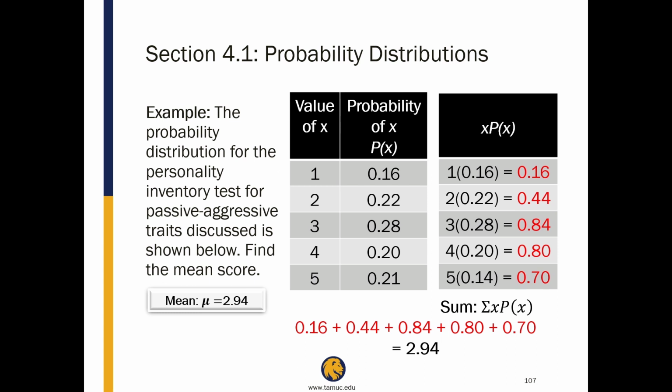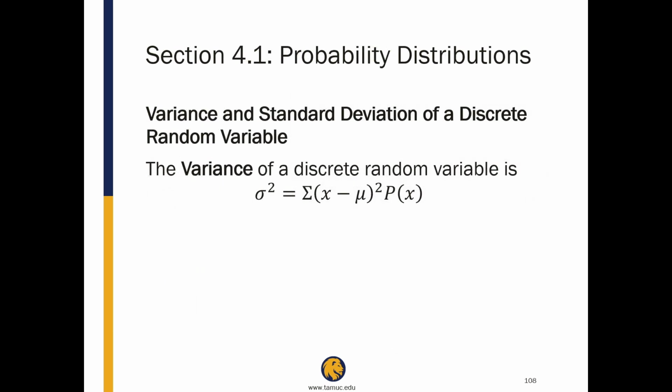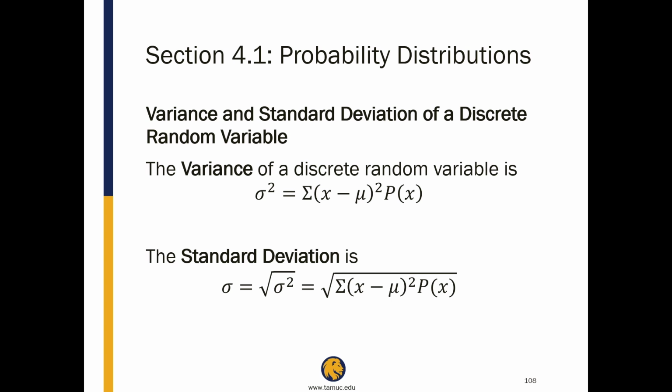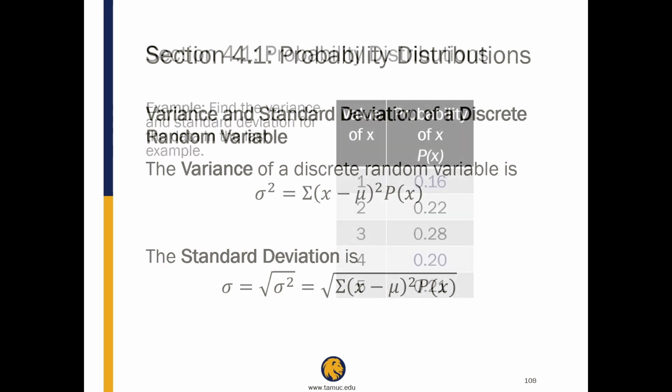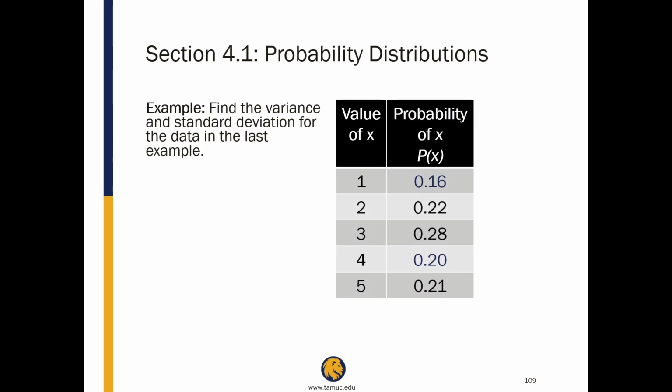Just like we talked about before when we talked about mean, we also followed up with a discussion about variance and standard deviation. Those also apply to a discrete random variable as well. The variance of a discrete random variable is sigma squared, equal to the summation of x minus mu all squared times p of x. And the standard deviation is the square root of variance, so just the square root of that calculation. Let's go to our table of values and do the variance and standard deviation.